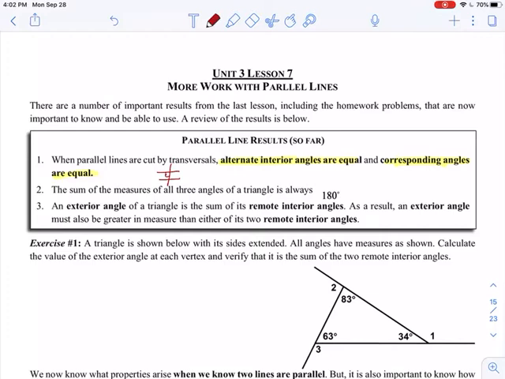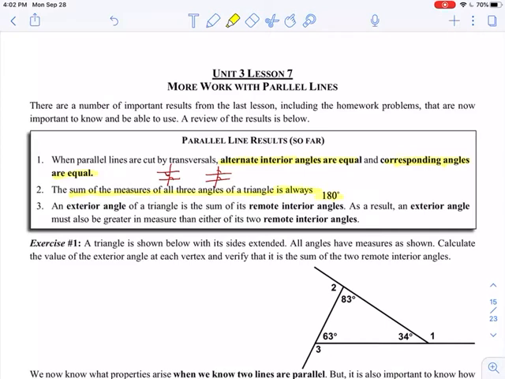Just to remind you, alternate interior angles would look like here. Oh, that was kind of hard to see because it's so tiny. But right here and here, they're interior, they're in between those parallel lines, and they are on opposite sides of that transversal, where corresponding angles are sort of matching up. They're corresponding there in that exact same spot.